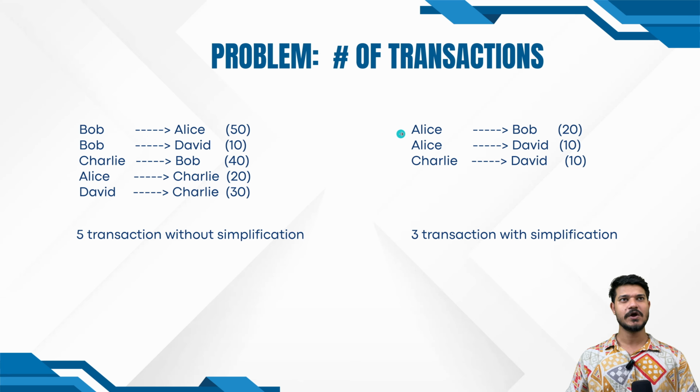If you simplify it, only Alice has to pay Bob and David 20 and 10, and then Charlie has to pay David 10. So after simplification, we only have 3 transactions. And believe me, these kinds of questions can be asked in an LLD interview. I have been asked in Amazon actually. So yeah, the question is, how do we do this, right?